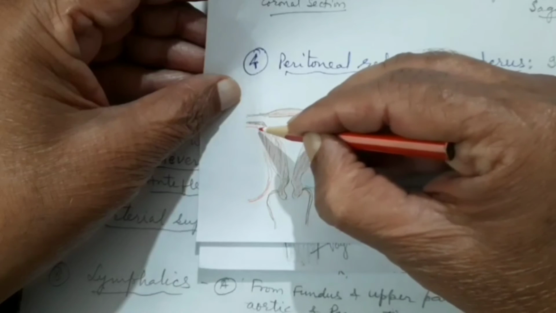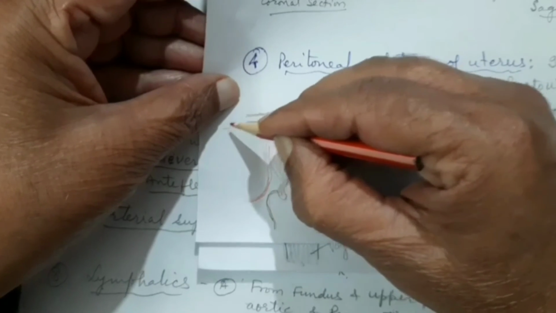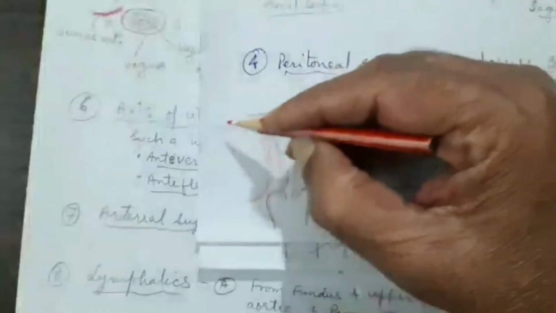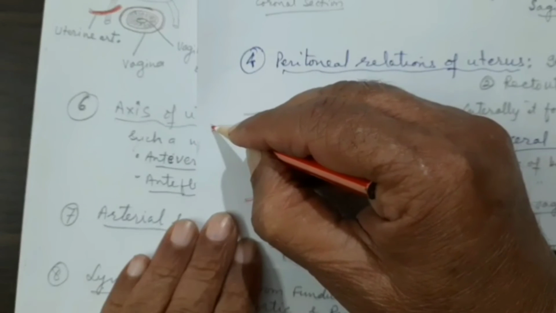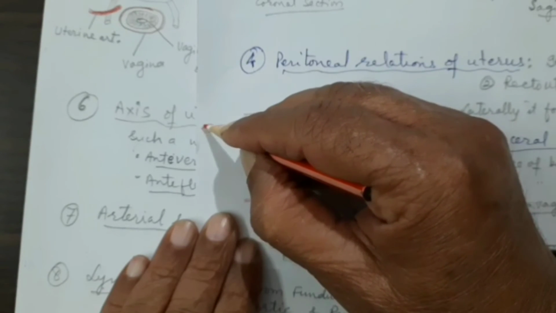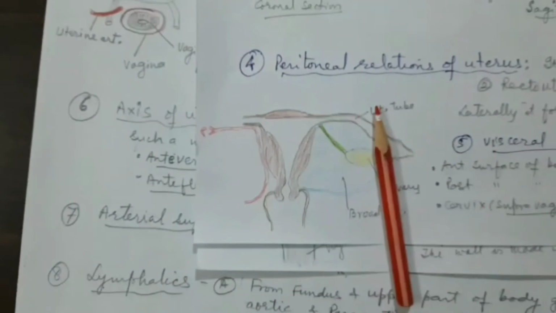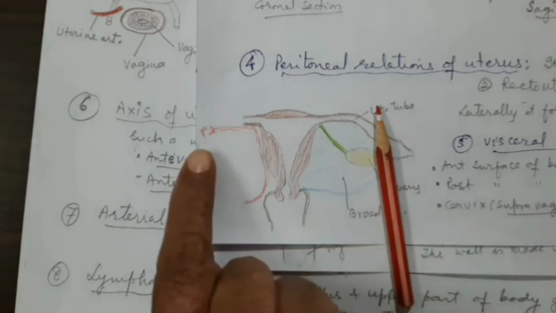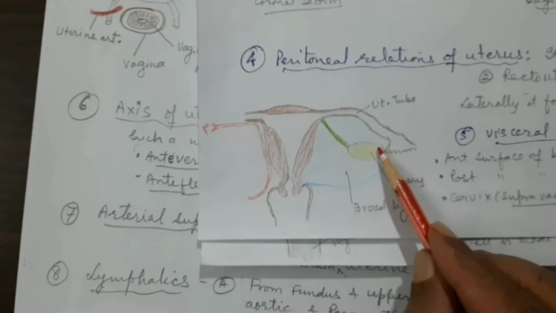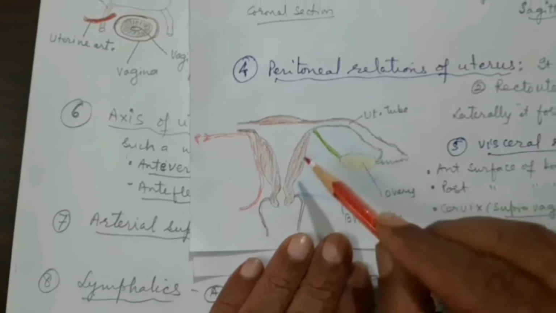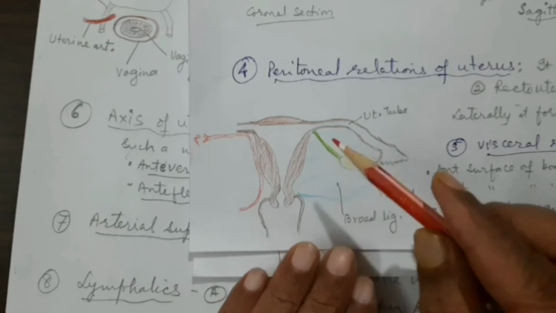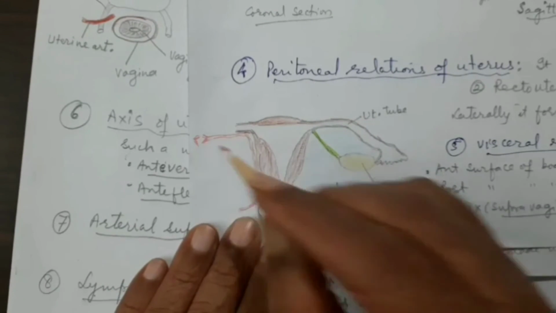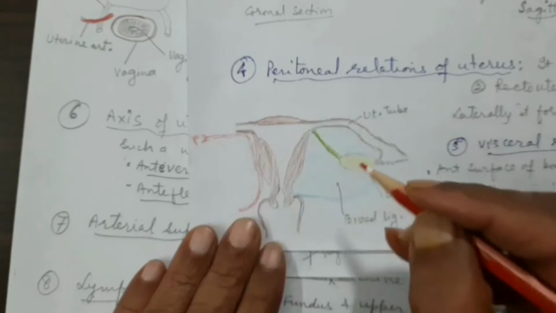Then it will turn here to the lower margin of the uterine tube till it reaches the ovary, where it will anastomose with the ovarian artery. That means the artery coming and supplying the ovary, which is also from the internal iliac artery. So the ovarian artery will be here somewhere. I should have drawn this diagram like this. Here, till here will come the uterine artery, and this uterine artery anastomoses with the ovarian artery here.